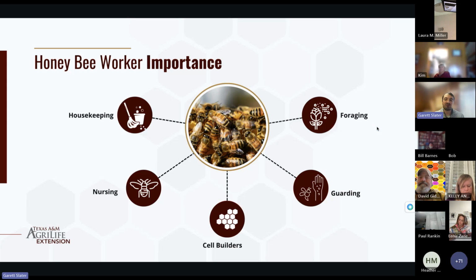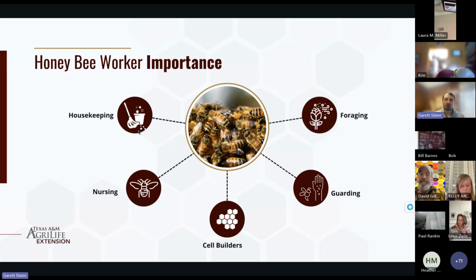And then finally, we have the foragers. These are the bees that are physically leaving the colony and collecting all the resources the bees need to survive and thrive. This includes pollen, which is their protein source. This includes nectar, which is their sugar source that they convert into honey. Propolis, which is used as a glue and also has antimicrobial properties. And then water, which helps ventilate the entire colony. And so these are really the five major categories of tasks the workers do.